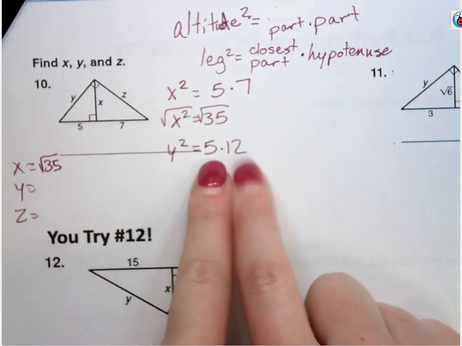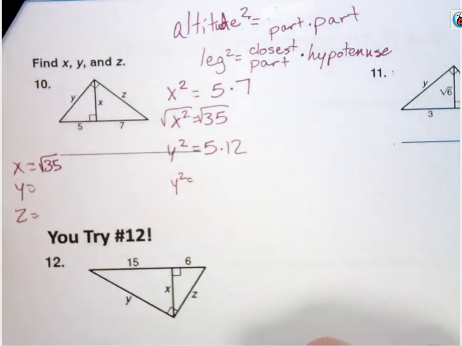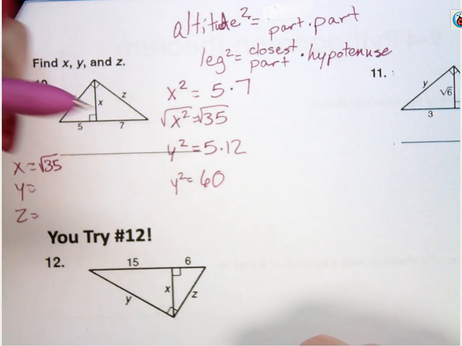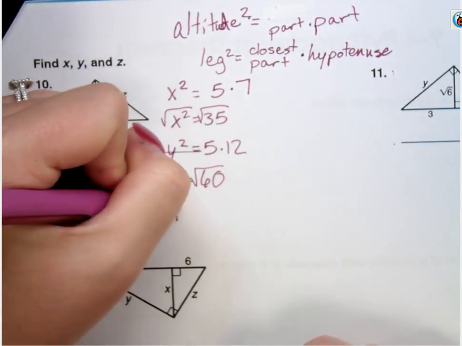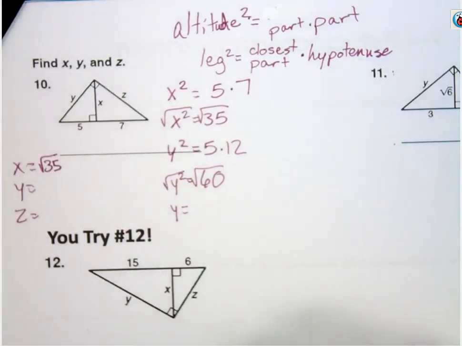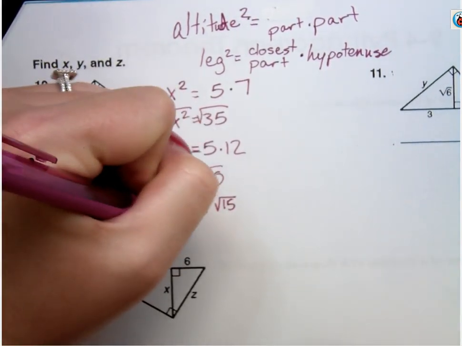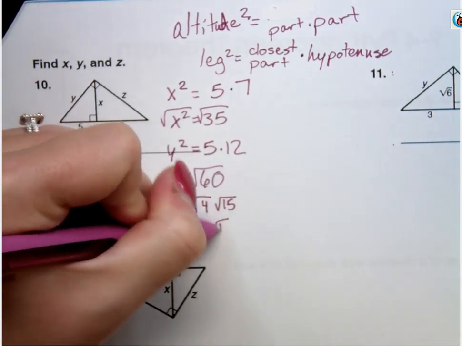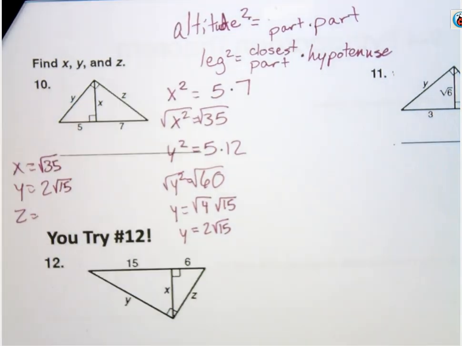So you're not squaring anything on the right-hand side. It's only the left-hand side of the equation. So y squared equals 60. This one you can simplify, so don't forget to simplify it when you can. We square root both sides. 4 and 15 are the two numbers that go into it. I'll just give that to you for time's sake. So it's 2 root 15, and that is what y is.